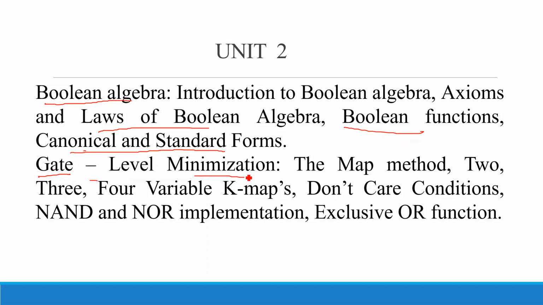Level minimization is there. In that, the main method is called the map method. Within the map method, 2, 3 and 4 variable K-maps we are going to discuss, and don't care conditions, and lastly NAND and NOR implementation. It means that by using NAND or NOR, you can construct any basic gates. That's what we are going to discuss in the second unit. And lastly, we have the XOR function. This is all about your second unit.